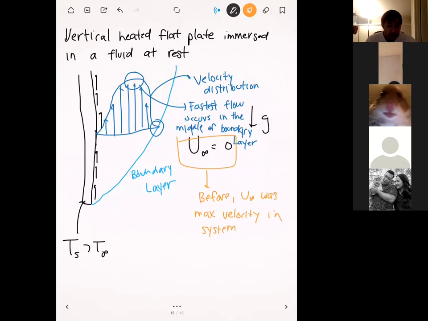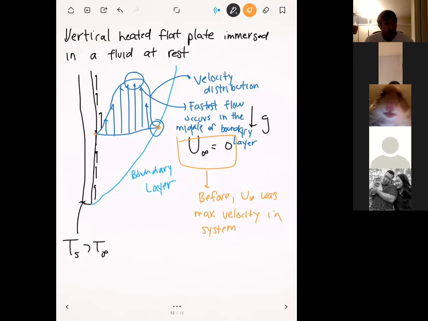That's not the case here, because remember, outside of the boundary layer we have fluid that's at rest. So inside the boundary layer, we have fluid that starts at rest near the surface, and it ends at rest at the outside of the boundary layer, and it reaches its peak in the middle. It's a little bit unique, and that creates an interesting velocity profile here.